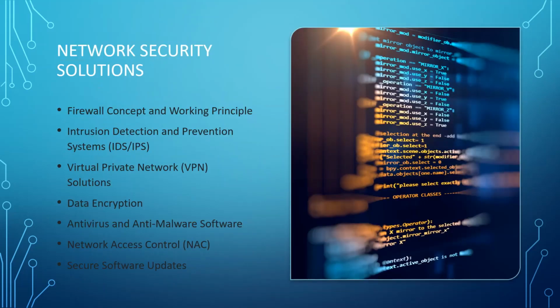Now we will consider some security solutions. Organizations and individuals utilize various security measures and solutions to protect their networks and keep sensitive information secure. Among these measures are firewalls, intrusion detection and prevention systems, virtual private network solutions, data encryption, antivirus and anti-malware software, network access control, and secure software updates. These network security measures work together to protect networks and defend against threats like cyber threats and data breaches. Each solution employs different methods and techniques to mitigate security vulnerabilities and ensure the security of networks.